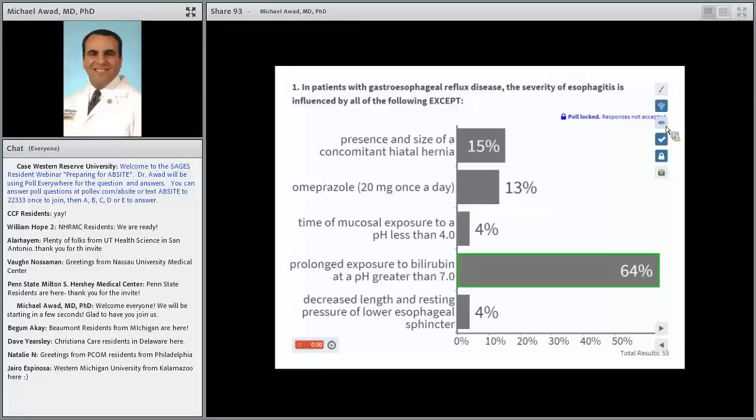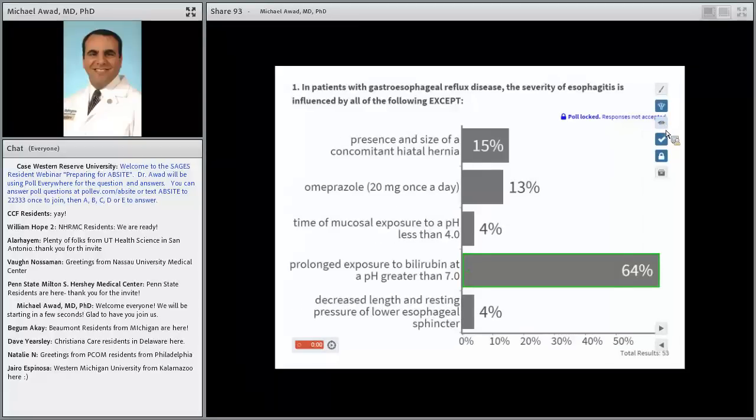Okay, so the correct answer is indeed prolonged exposure to bilirubin at pH greater than 7, which is not related to severity of esophagitis. The first letter A and the last letter E are related. That is, a hiatal hernia can certainly affect esophagitis. The bigger the hernia, the more it influences the patency of the lower esophageal sphincter and can lead to esophagitis.